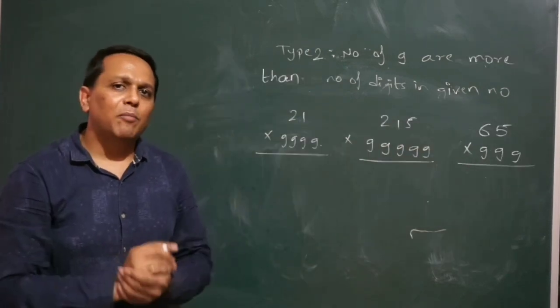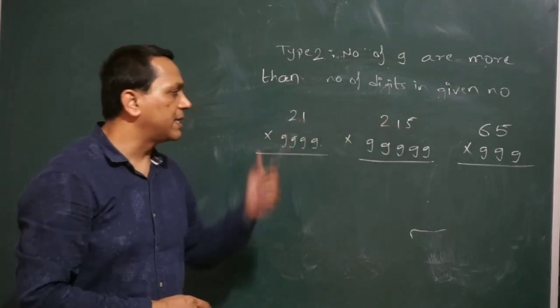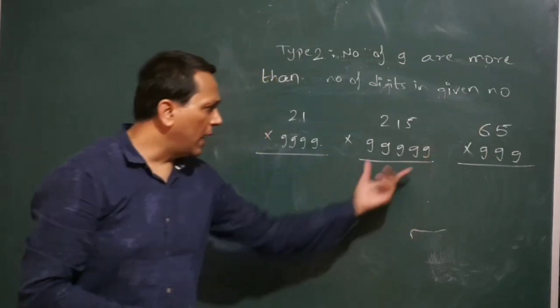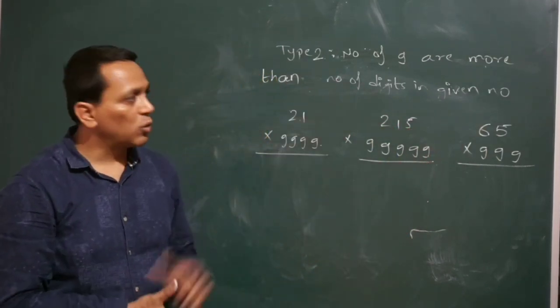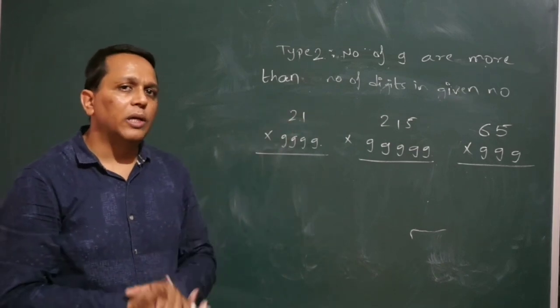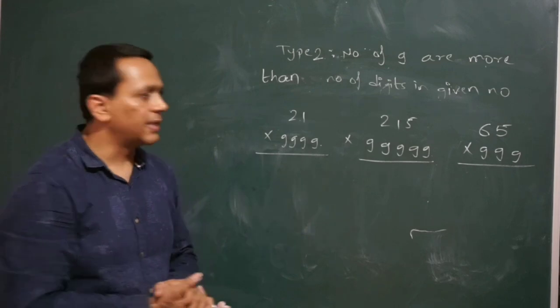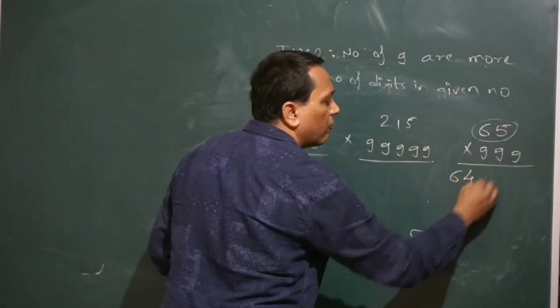So the second type is when the number of 9's is greater than the number of digits. Here the number of 9's is 3, and the number of digits in the given number is 2. Here the number of 9's is 5, and the number of digits in the given number is 3. So this is the second type. What do we do here? There is just a slight modification in this method. The starting is the same. We reduce this number by 1, it becomes 64.